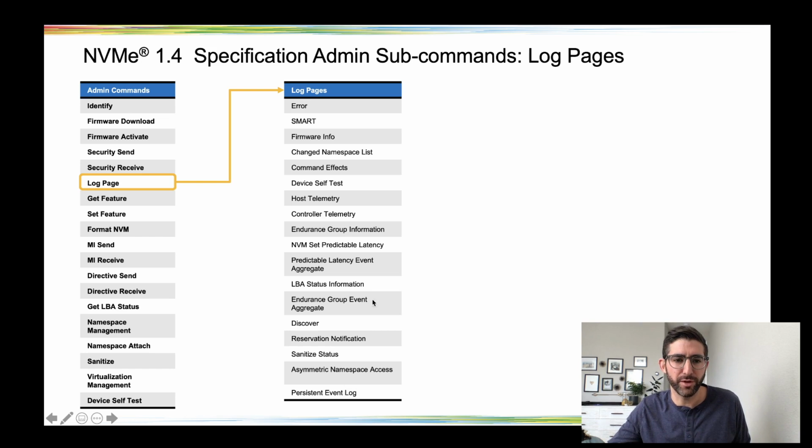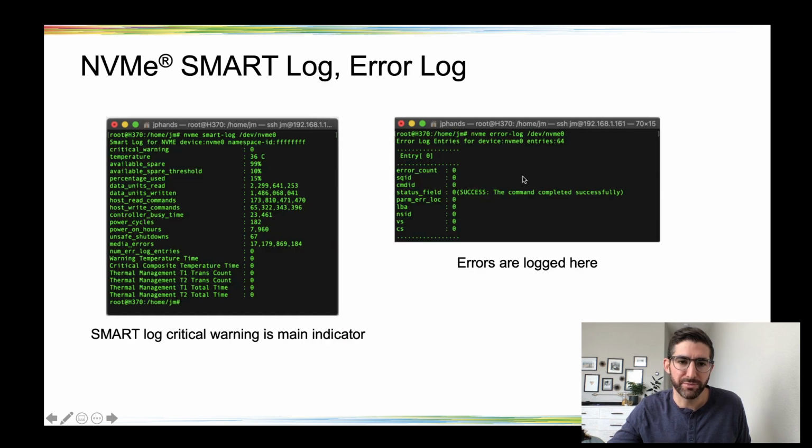There's a lot of other stuff going on that is useful, like the LBA status information for rebuild assist and other things, and the sanitize log for after you sanitize. But those aren't for general monitoring health. The smart log is basically the number one place to start.